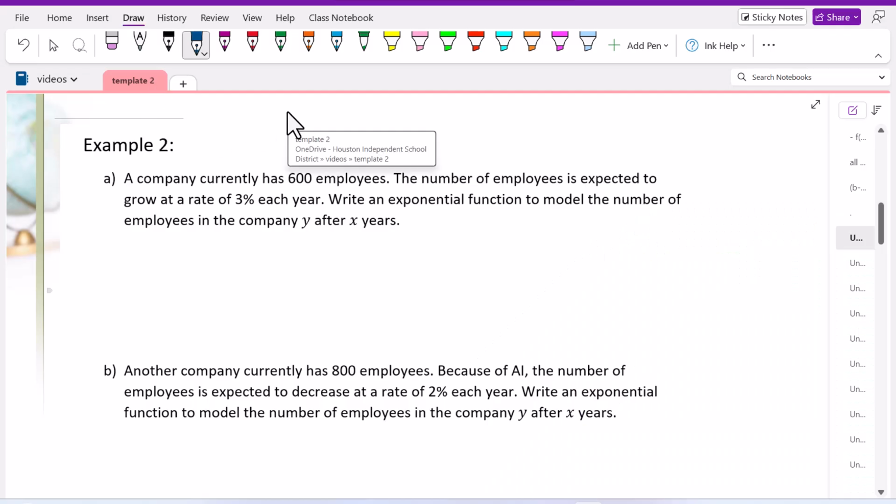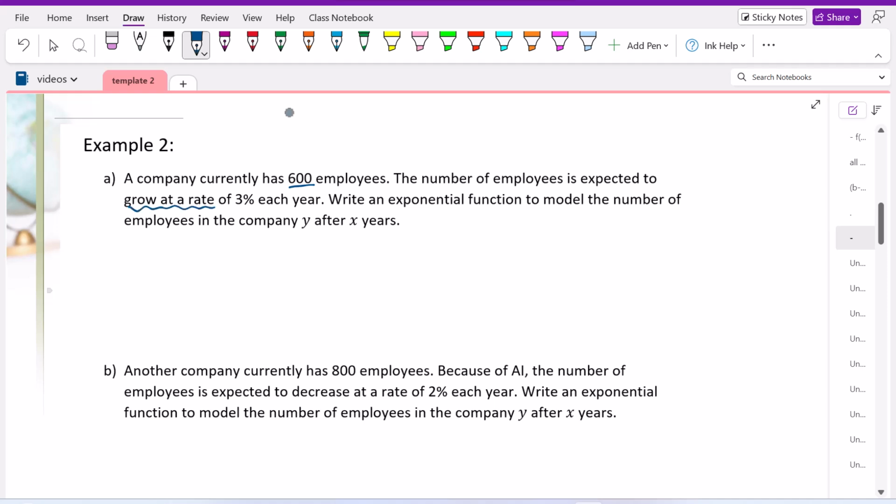Let's go to example 2. A company currently has 600 employees. The number of employees is expected to grow at a rate of 3% each year. Write an exponential function to model the number of employees in the company, y, after x years.